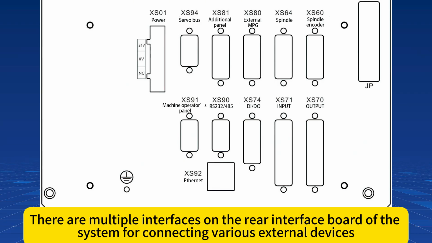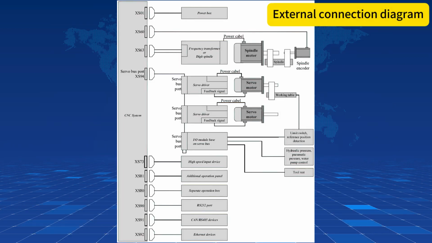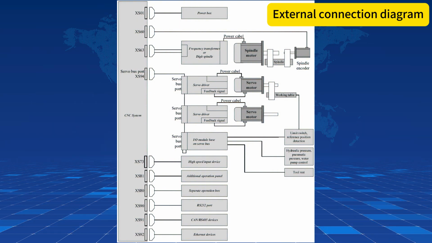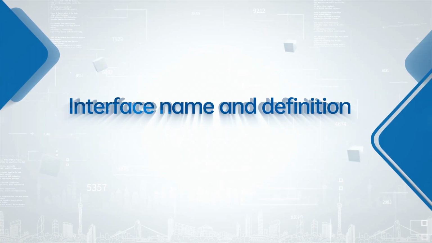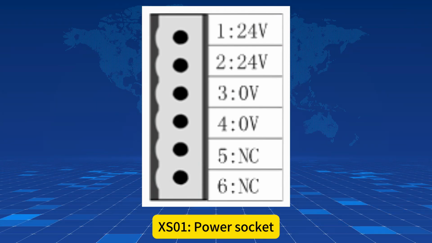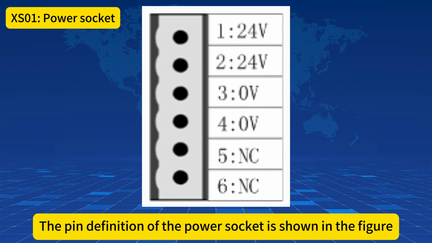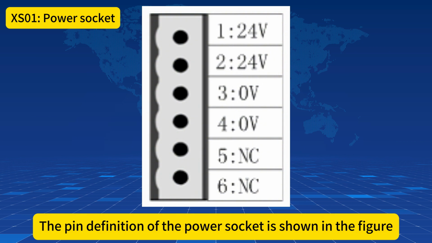There are multiple interfaces on the rear interface board of the system for connecting various external devices. The following mainly explains the main connection objects and interface definitions of each interface. External connection diagram. XS01 power socket, used to connect the switching power supply to power the system. The pin definition of the power socket is shown in the figure.